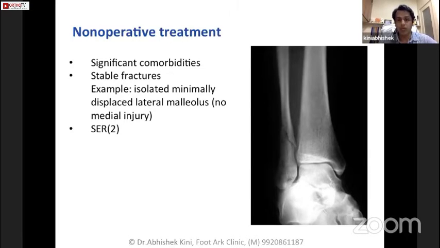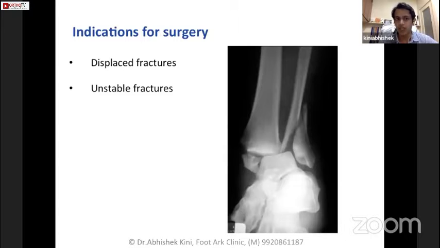Non-operative treatment of this, yes, it is possible in stable fractures. An example is an isolated minimally displaced lateral malleolus fracture with no medial injury, which is classically seen in a supination external rotation 2, where the force has stopped at the fibula and has not gone further posteriorly or medially. So these are inherently stable fractures which can be treated in a cast and the patient allowed to bear weight on it. Indications for surgery are displaced fractures and unstable fractures.